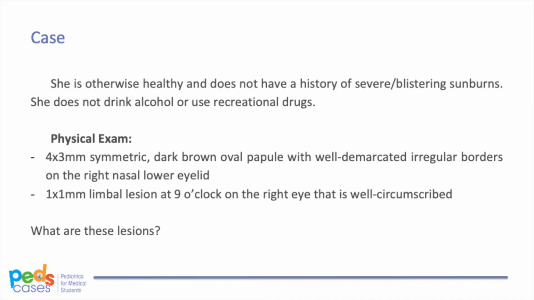On the right lower eyelid margin slightly lateral to the medial canthus, there's an approximately 4 by 3 mm symmetric dark brown and oval-shaped papule with irregular but well-demarcated borders. Similarly, there's a well-circumscribed dark brown 1 by 1 mm limbal lesion at the 9 o'clock position on the right eye. There are no lesions visible on ophthalmoscopy. Her vision is 20/20 bilaterally.